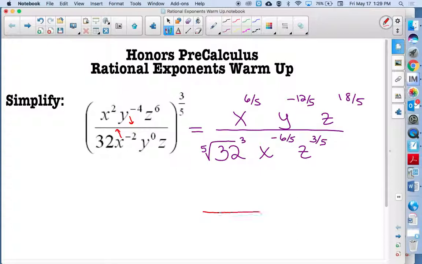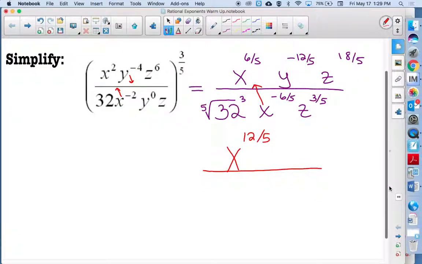So Brandon, if we combine our x's together, because this one goes to the top, you get x to the 12/5. How about the y? It would go on the bottom as 12 fifths. Yep. But there would be an 8 in front of it because the 5th root of 32 cubed is 8. Right, so the 5th root of 32 is 2. 2 cubed becomes 8. And then the z's, Brandon? You do 18 fifths minus 3 fifths because they're dividing, so it would be on the top, z cubed. Nice job.